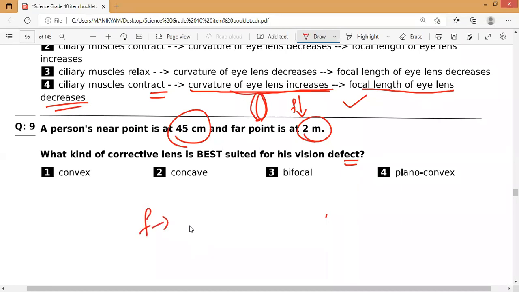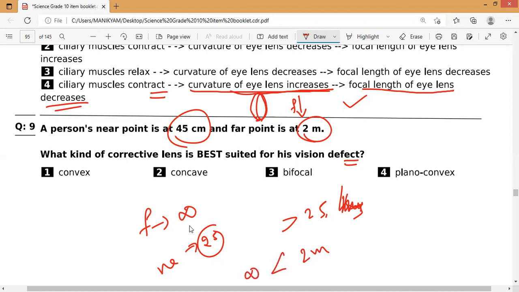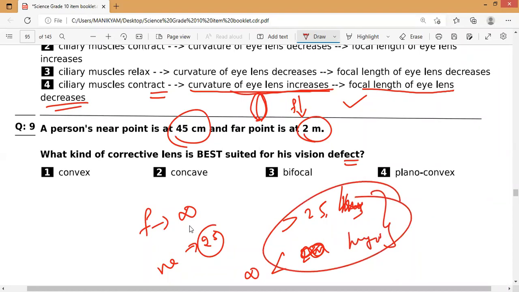The near point is 25 centimeter and the far point is infinity. His near point is greater than 25, so definitely he has hypermetropia. His far point is 2 meters, which is less than infinity. Understand? So he has myopia as well. So both defects are present.